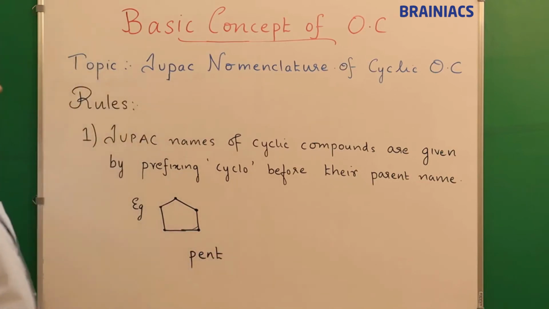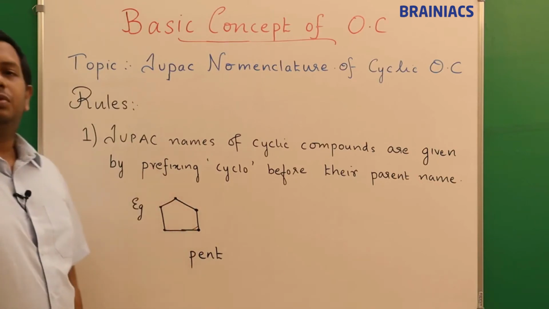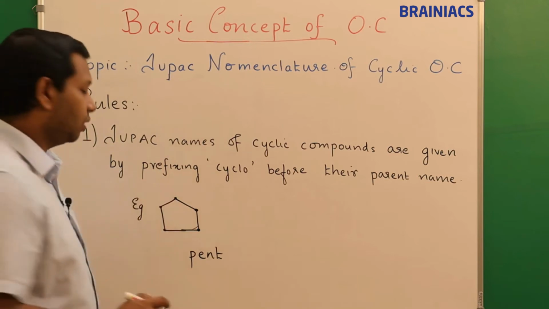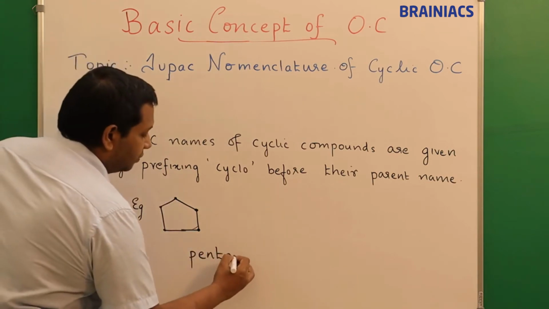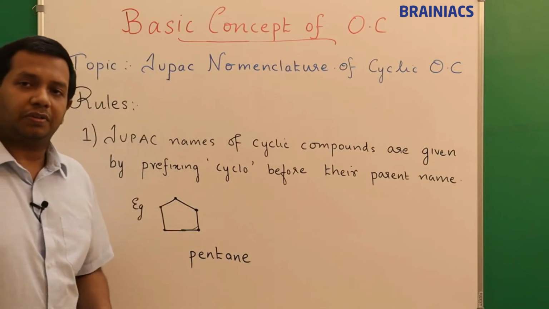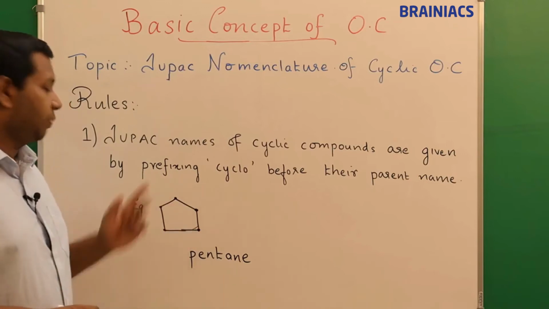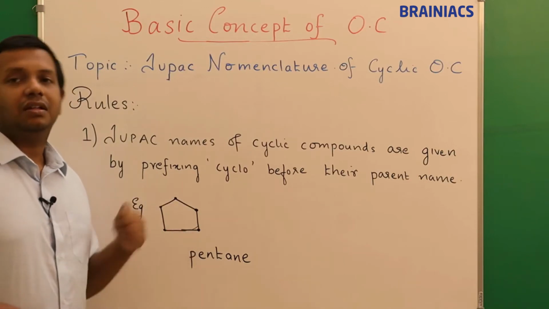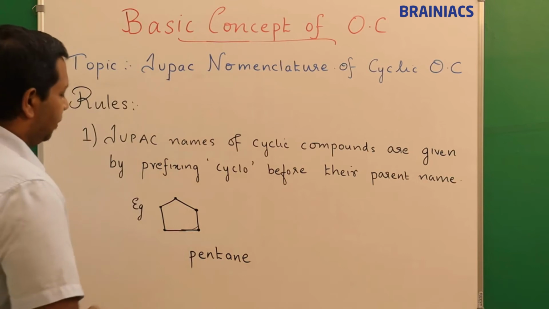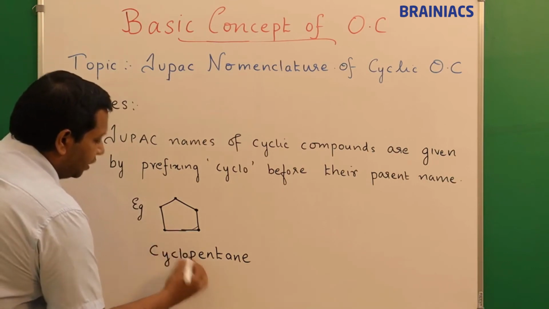Correct? Now we know that all these are linked through single bonds. So that means the 1 degree suffix is what actually? Ane. Now there is no functional groups present, so there is no 2 degree suffix, and 1 degree prefix is applicable since it is a cyclic compound. So what is the 1 degree prefix you need to add? Cyclo. So you add cyclo.